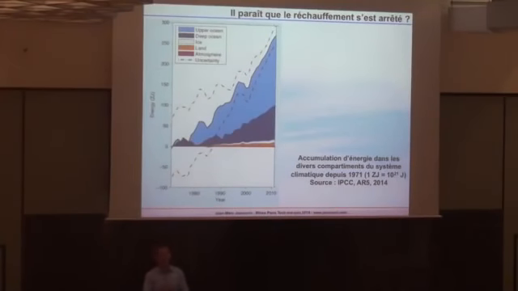Something that is important to keep in mind is that this temperature rise already underway, and which will accelerate from time to time, it will... Yes?